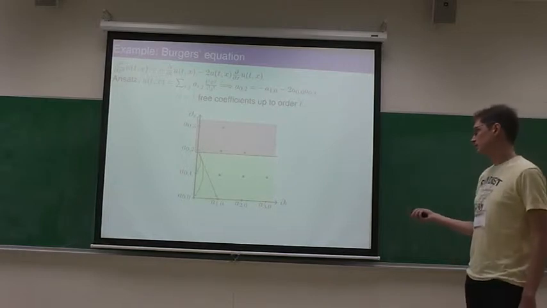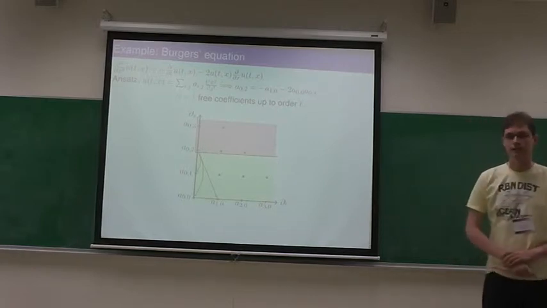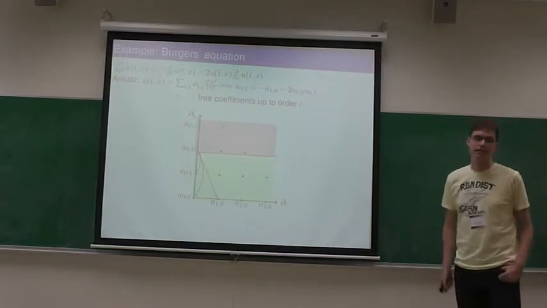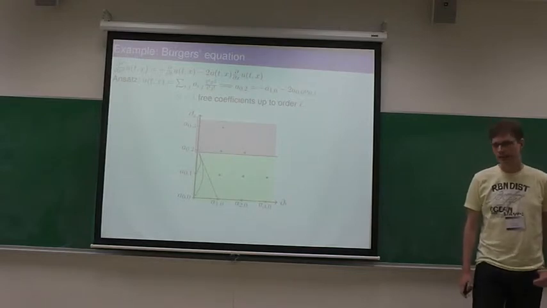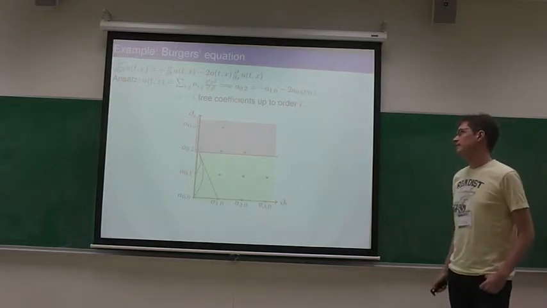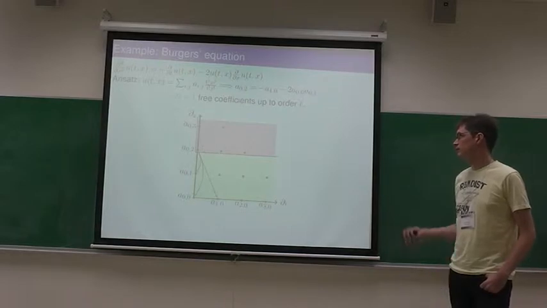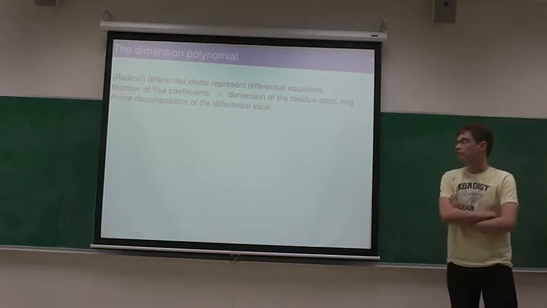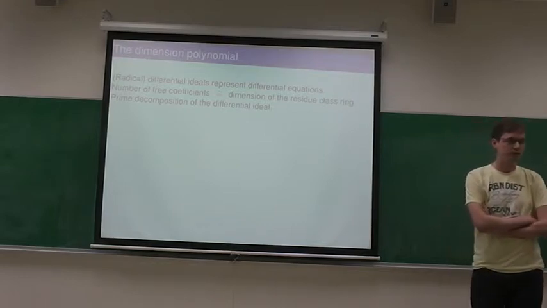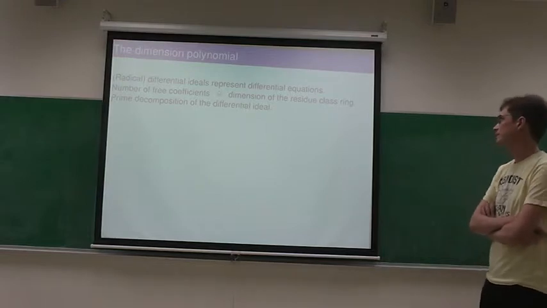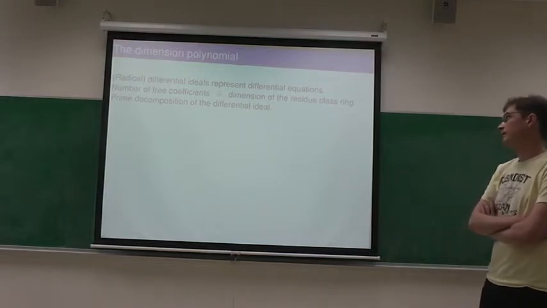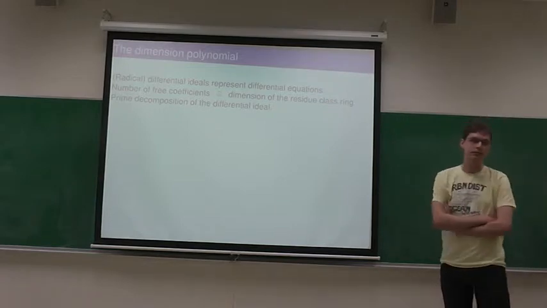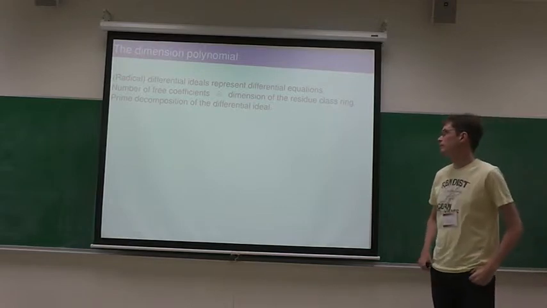Kolchin suggested to count the number of free coefficients in the following way: just say that there are, in this case, 2L plus 1 free coefficients up to order L. And this is the idea that led him to the differential dimension polynomial. And in general, how do you go about this? You represent your system of differential equations by a radical differential ideal. Then the number of free coefficients is just the dimension of the residue class ring of this differential ideal.